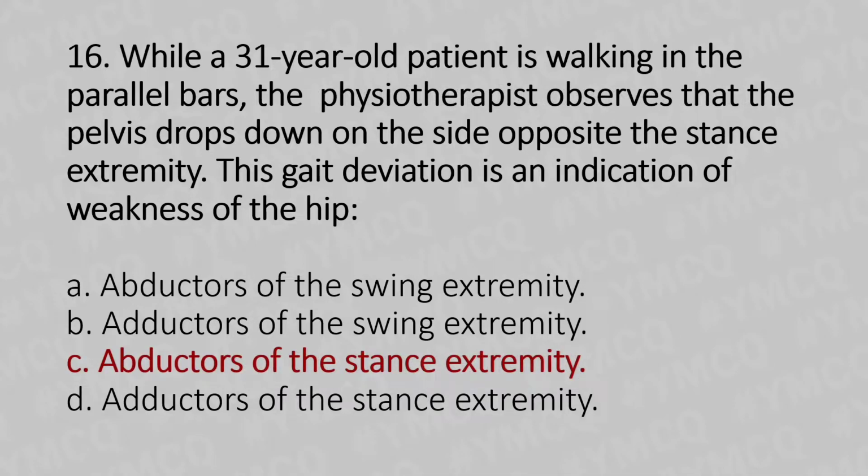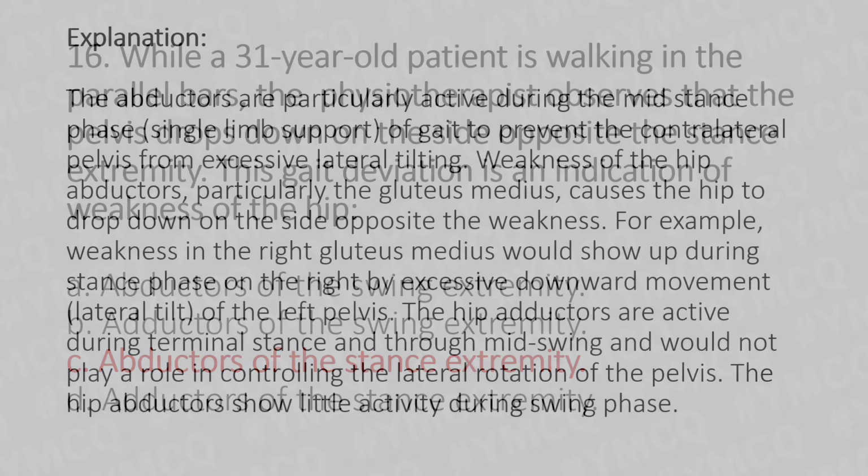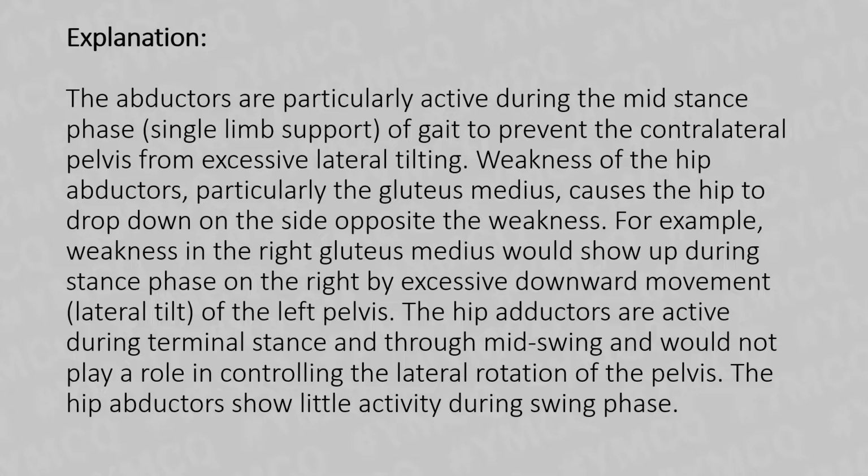Option C, abductors of the stance extremity. Explanation of this question is abductors are particularly active during the mid-stance phase of the gait to prevent the contralateral pelvis from excessive lateral tilting. Weakness of the hip abductors, particularly the gluteus medius, causes the hip to drop down on the side opposite to the weakness. For example, weakness in the right gluteus medius shows up during the stance phase of the right by excessive downward movement of the left pelvis.